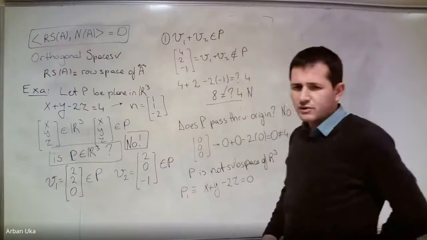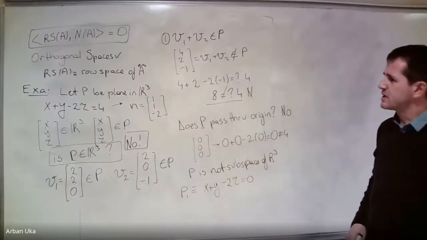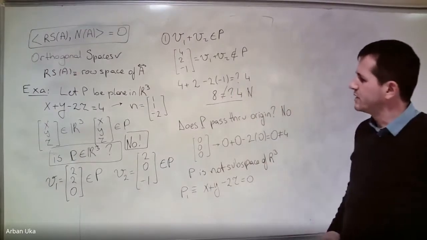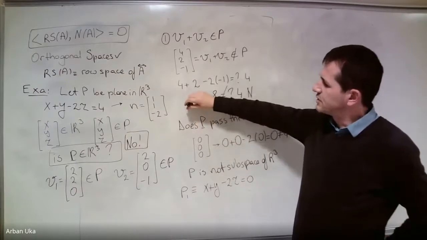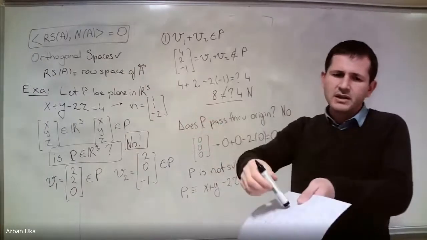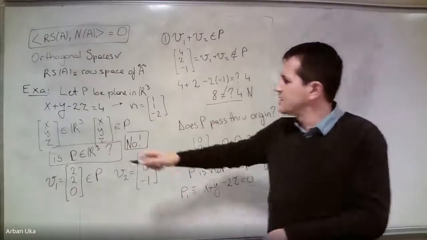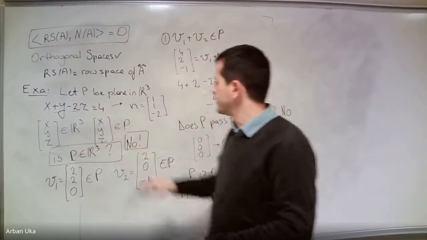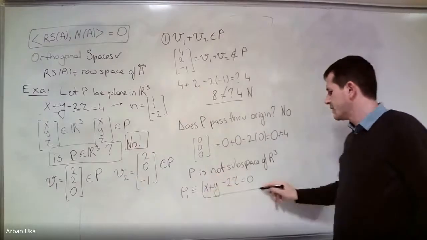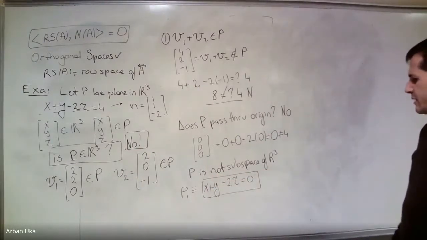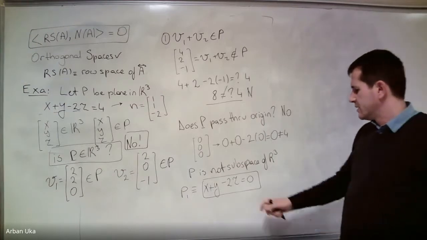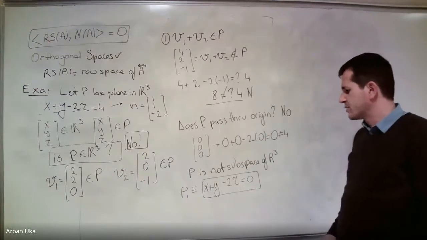So in the equation of the plane, the coefficients of x, y, z are the normal components, which means that if this is the plane, the normal component is this. We look at the coefficients in front of these variables. This is another plane which includes the zero.